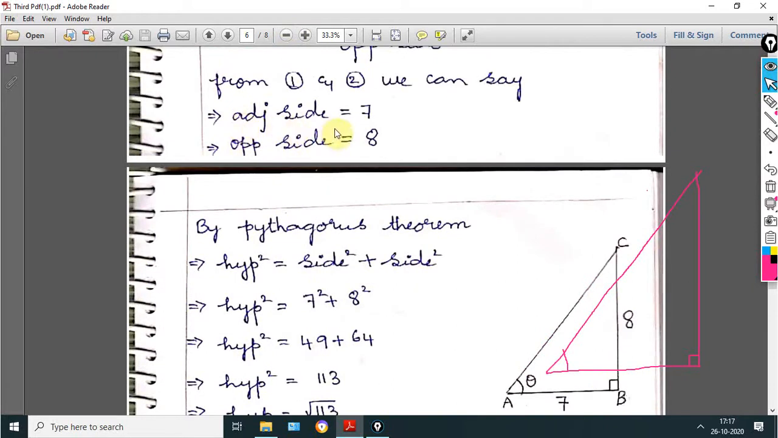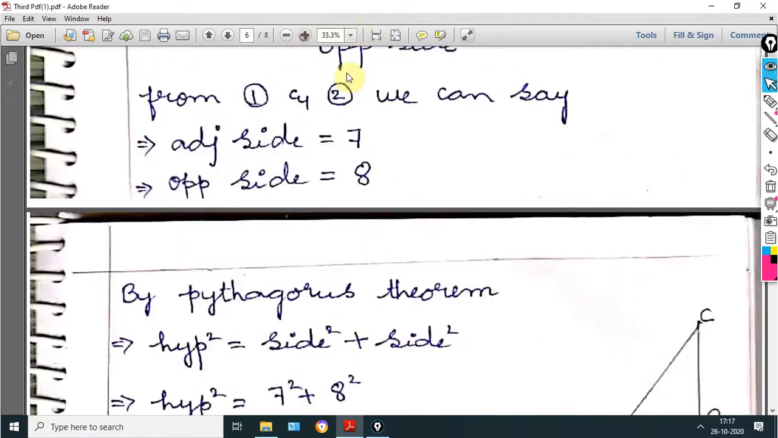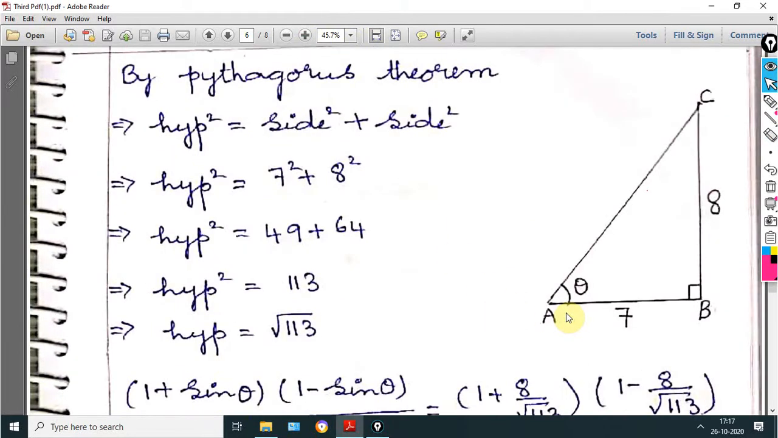Yes, we know that adjacent side equal to 7 and opposite side equal to 8. So what is the adjacent side for theta? The adjacent side for theta is this one, AB. So in place of AB we are writing 7. Opposite side is 8. What is the opposite side for theta? This one. So we are writing this side as 8. So what happened? We got this side and this side, but we don't know this AC, the hypotenuse.